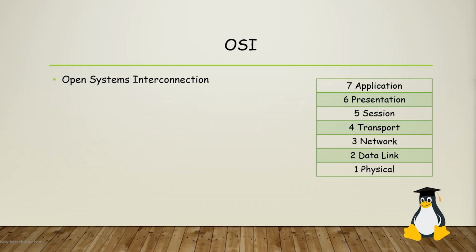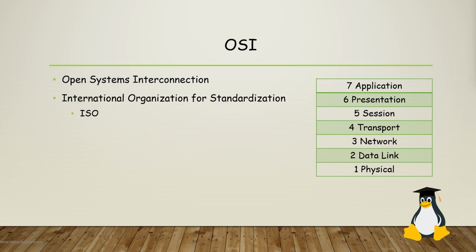OSI stands for Open Systems Interconnection. The OSI model was created by the International Organization for Standardization, or ISO. The OSI model standardizes the different functions that are in a network. As you can see from this diagram, there are 7 layers altogether: application, presentation, session, transport, network, data link, and physical. But even though there are 7 different layers, they all work together to enable different network devices to communicate.